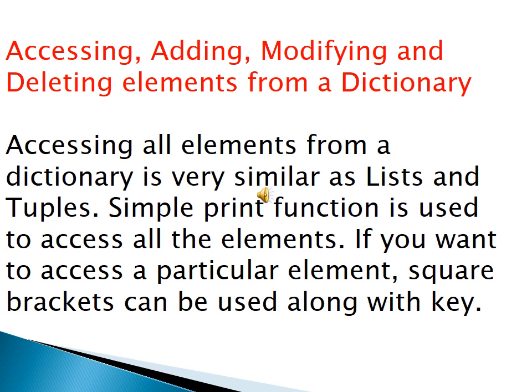Accessing all the elements from a dictionary is very similar to a list and tuple. A simple print function is used to access all the elements. If you want to access a particular element, square brackets can be used along with the key.